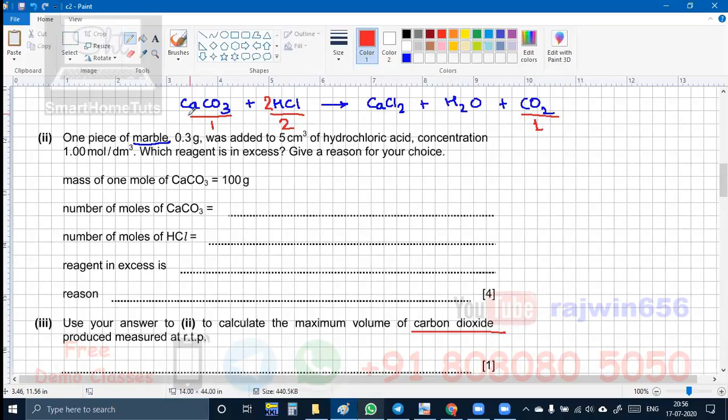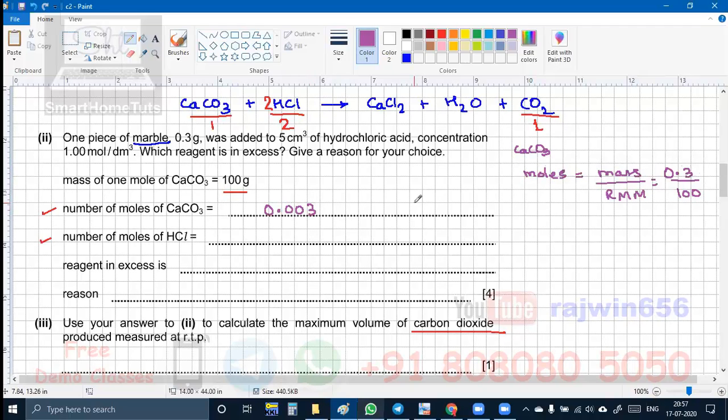Now marble is CaCO3. This is 0.3 grams. This is added to 5 cm cube of hydrochloric acid. Concentration is given. The first thing is I'm going to get the moles of CaCO3 and the moles of HCl. Now RMM, molecular mass, is already given. So I'm going to use the formula. Moles is equal to mass divided by RMM. Mass given over here is 0.3 grams. RMM is 100.